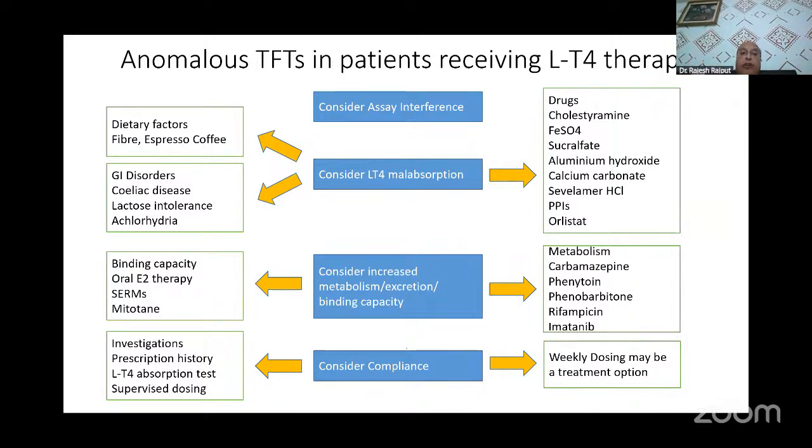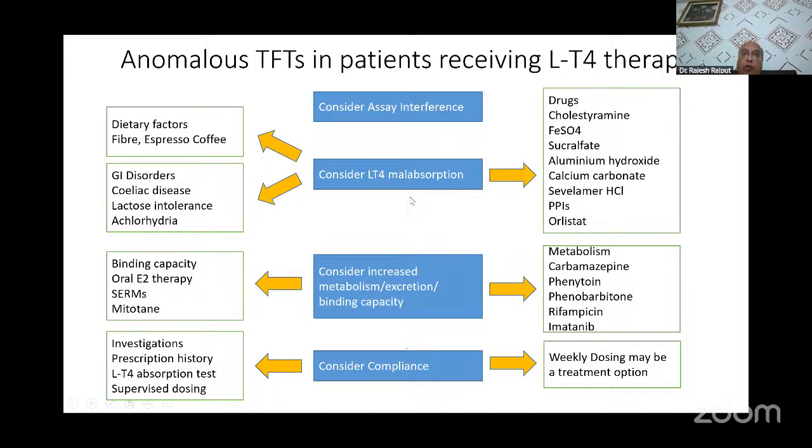Now, whenever we see such patients, there are different reasons for reduced efficacy of levothyroxine, which are enumerated here. We should consider assay interference, which is also quite common, responsible for falsely elevated TSH, but in that case, T3, T4 should come as normal. The next is we should consider levothyroxine malabsorption. I have enumerated celiac disease, but there might be other GI disorders. Apart from that, dietary factors like coffee, tea, or milk consumed immediately after taking levothyroxine.